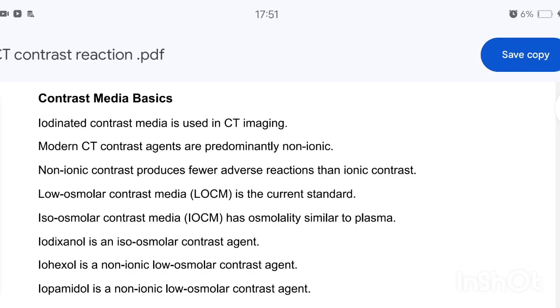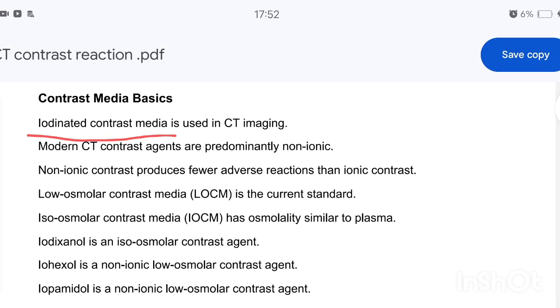Hello everyone, today we discuss CT contrast media, its basics, its application, and CT contrast reaction and management. Let's start. Iodinated contrast media is used for CT scan.